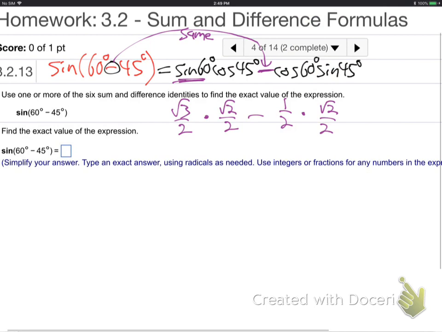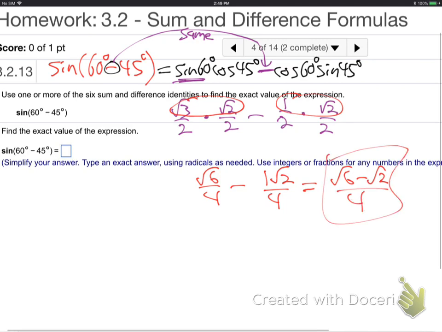Is that good to there? And now we just multiply them together, right? So root 3 times root 2 is root 6 over 4. It's a lot like the other one, huh? One root 2 is just 1 root 2 over 4. And then you just put those together, root 6 minus root 2 over 4. I can't subtract those on the top, so it just stays that way.